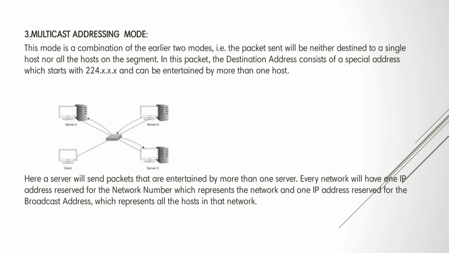Third is the multicast addressing mode. In this addressing mode, it's a combination of the earlier two modes. That is, the packet is sent either to a single host or to all the hosts which are connected to the servers. In this packet, the destination address consists of a special address starting with 224.x.x.x and can be sent to more than one host. Here the server sends the packets and they are received by more than one server.